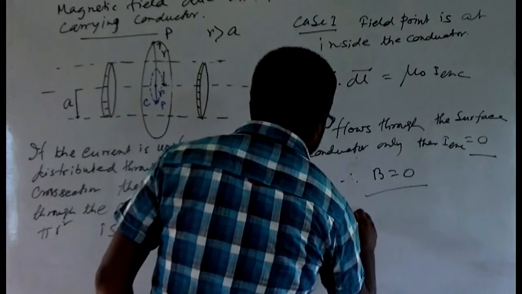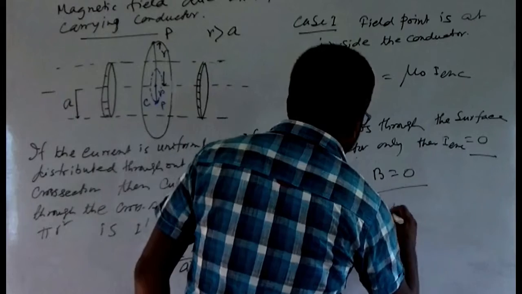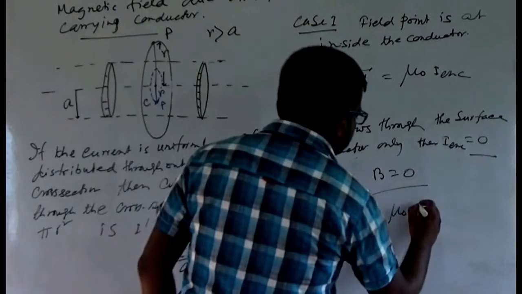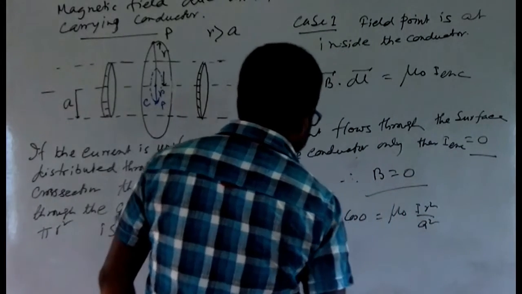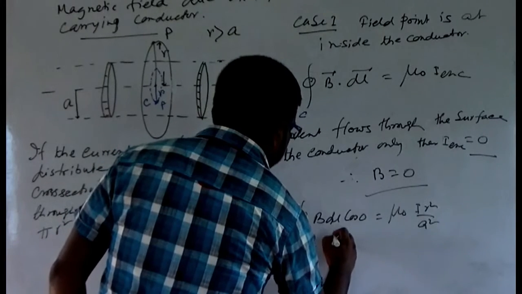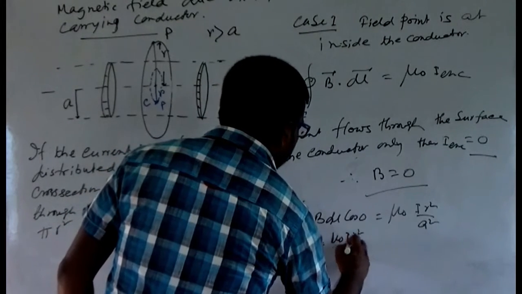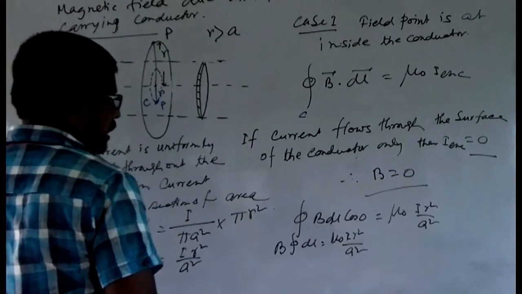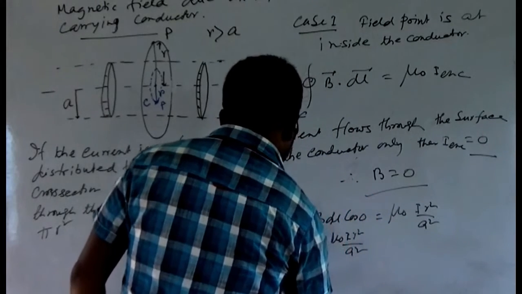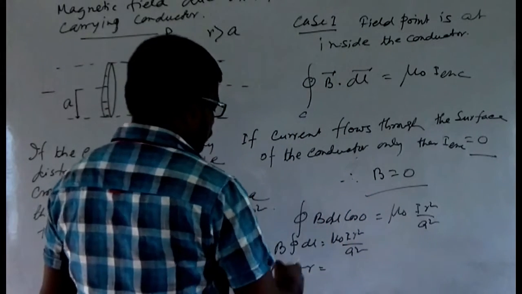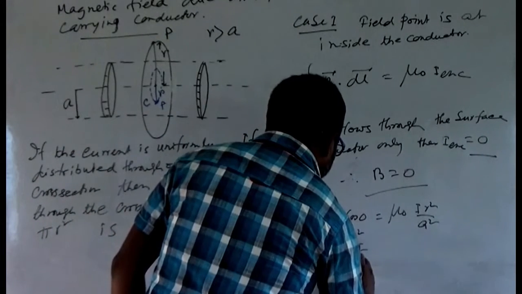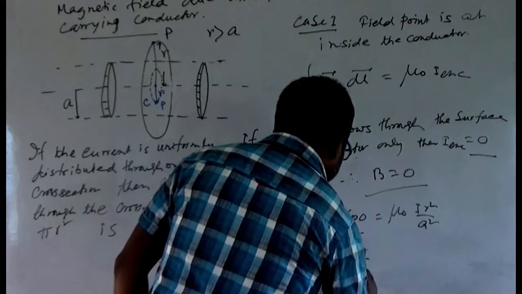In that case, we can write closed integral B dl cos 0 is equal to mu naught I enclosed, and I enclosed will be I into r square by a square. Therefore, closed integral B dl is equal to mu naught I r square by a square, and therefore we can write B into 2 pi r, where 2 pi r is the total length of the closed path, equal to mu naught I r square by a square.